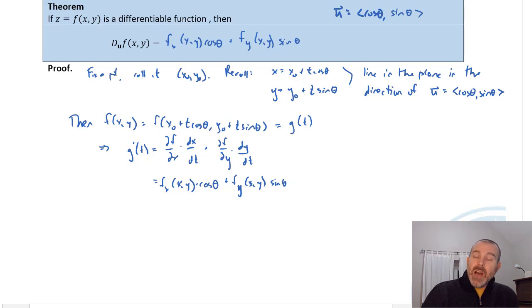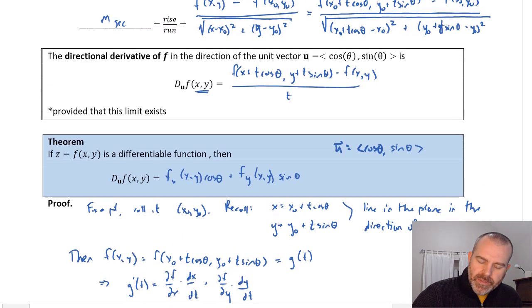All right, now what we're going to try to show is that that is actually equal to the directional derivative. Right now we've shown that that's this derivative, this g prime of t. But we haven't proven that that's our directional derivative. So let's go back to the directional derivative. Go back up here to the definition.